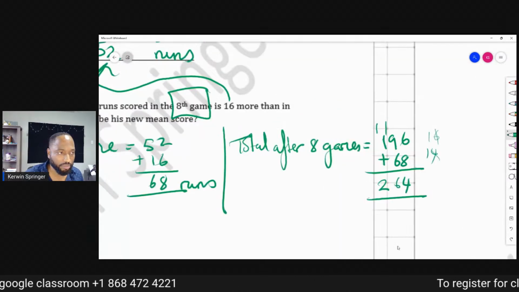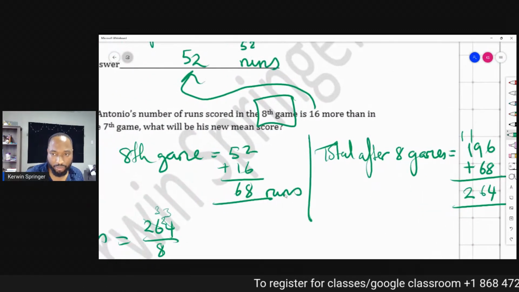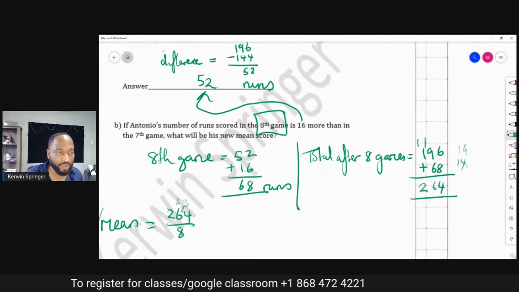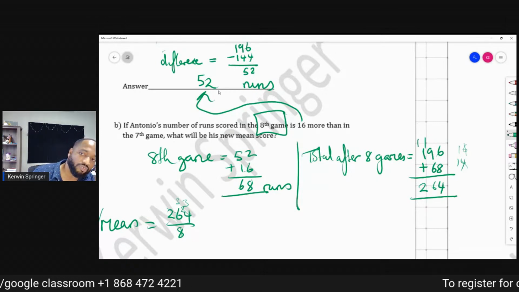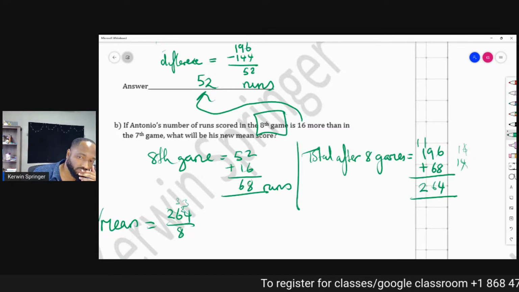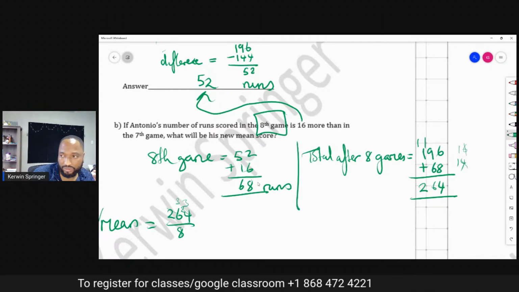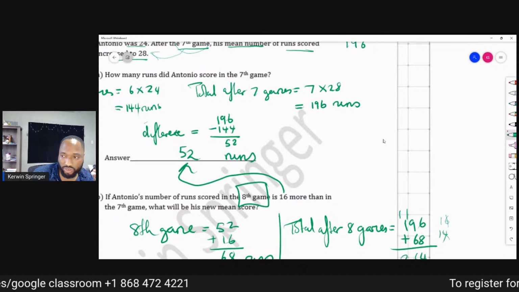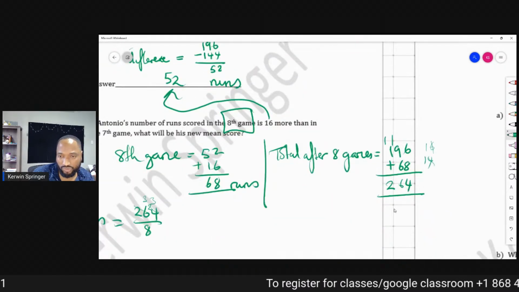Somebody have a little problem. Let me just double check this. 8th game, 52 plus 16. Remember, he scored 16 more in the 8th game earlier. 16 plus 52, 68 runs. So 68, and the last total he was on is not 204, it's 264.